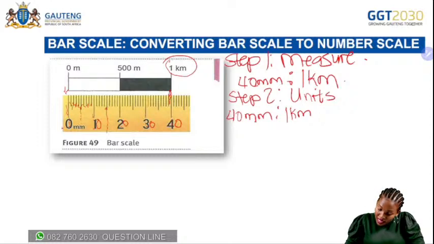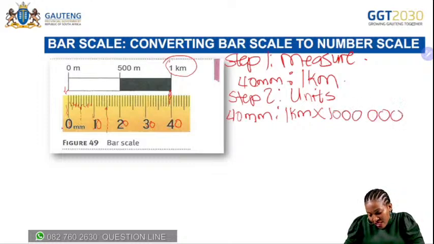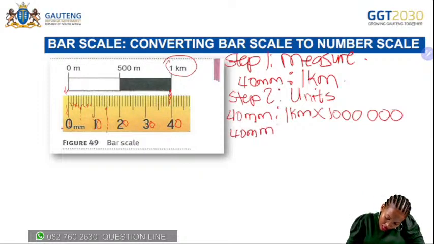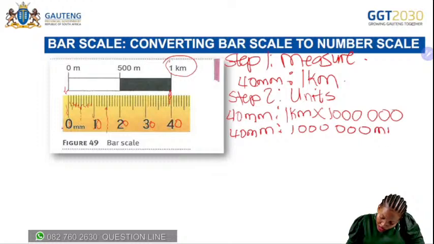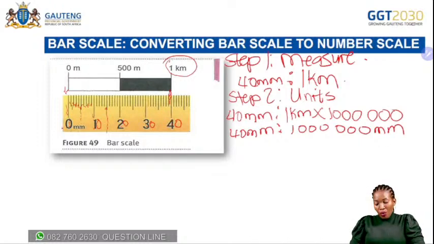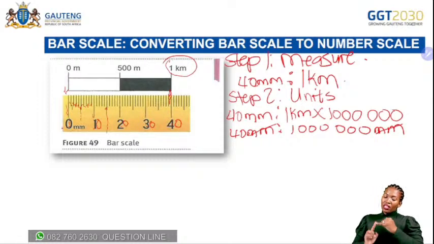Because it's a larger unit, we are going to multiply. And what is the conversion factor between kilometers and millimeters? It is a million. 1, 2, 3, 4, 5, 6. And then we'll have 40 millimeters is to 1 times a million. Anything multiplied by 1, remember, is that same thing: 1 million millimeters. The units are the same now. We are happy. With ratios, when units are the same, they cancel. So the second step is the unit.